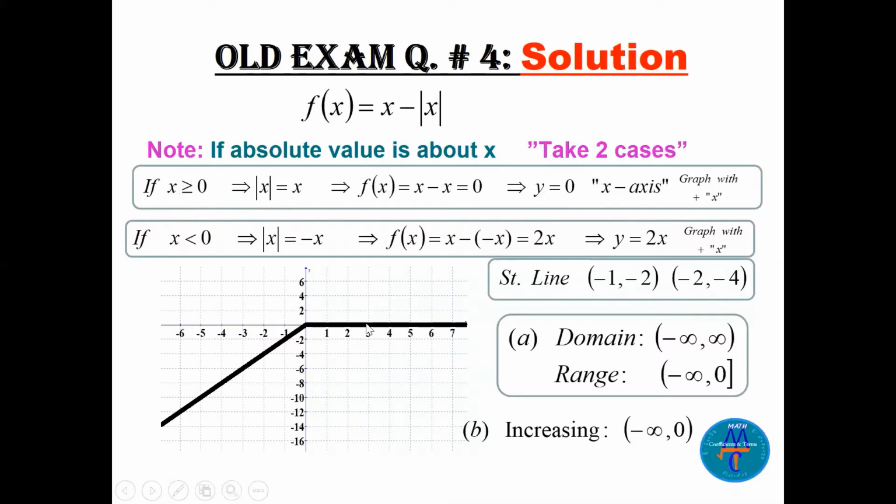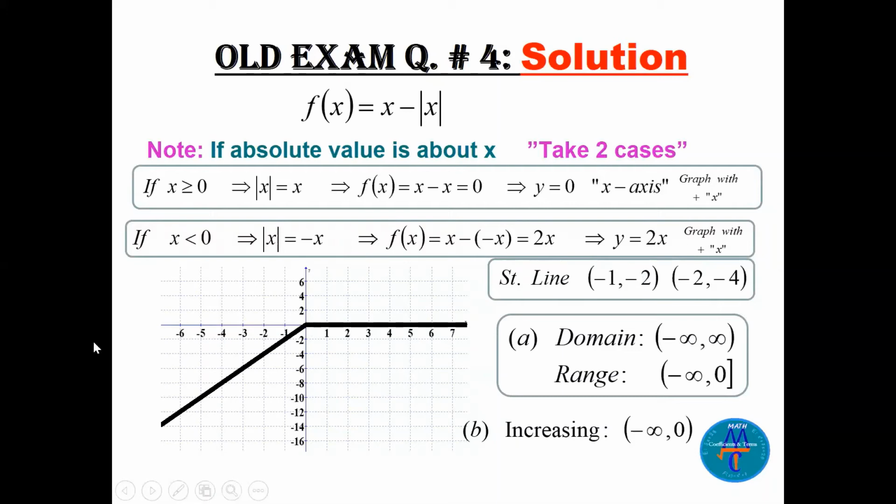So the positive x will be all this x-axis. Now, if x is negative, the absolute value will be minus x. That's a condition. That's the definition of the absolute value, actually. So x minus minus x will be 2x. For 2x, I take 2 points in the negative. Remember, x negative. So I take minus 1, it will be minus 2. And then I take minus 2, it will be minus 4. So I draw this line. So this black here is the graph. See, it's very nice. This is x minus absolute value of x.